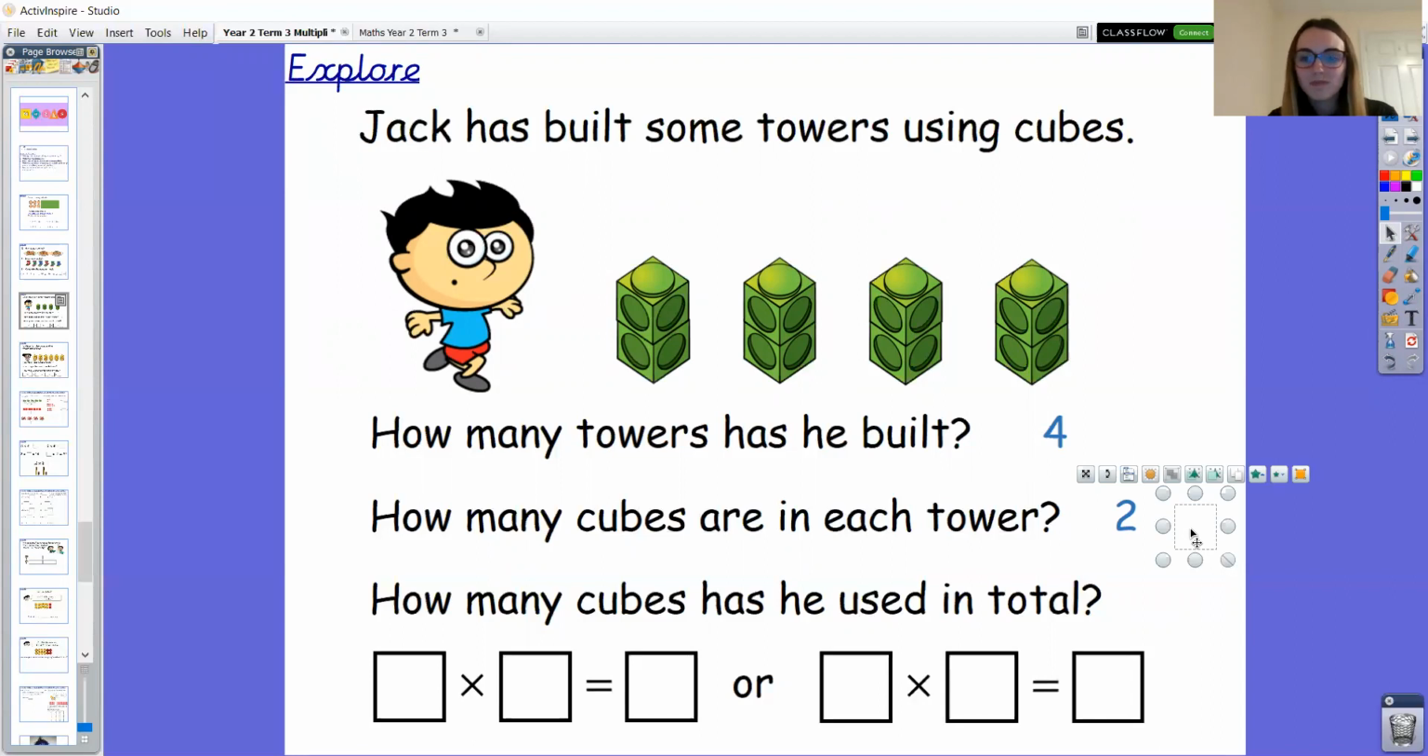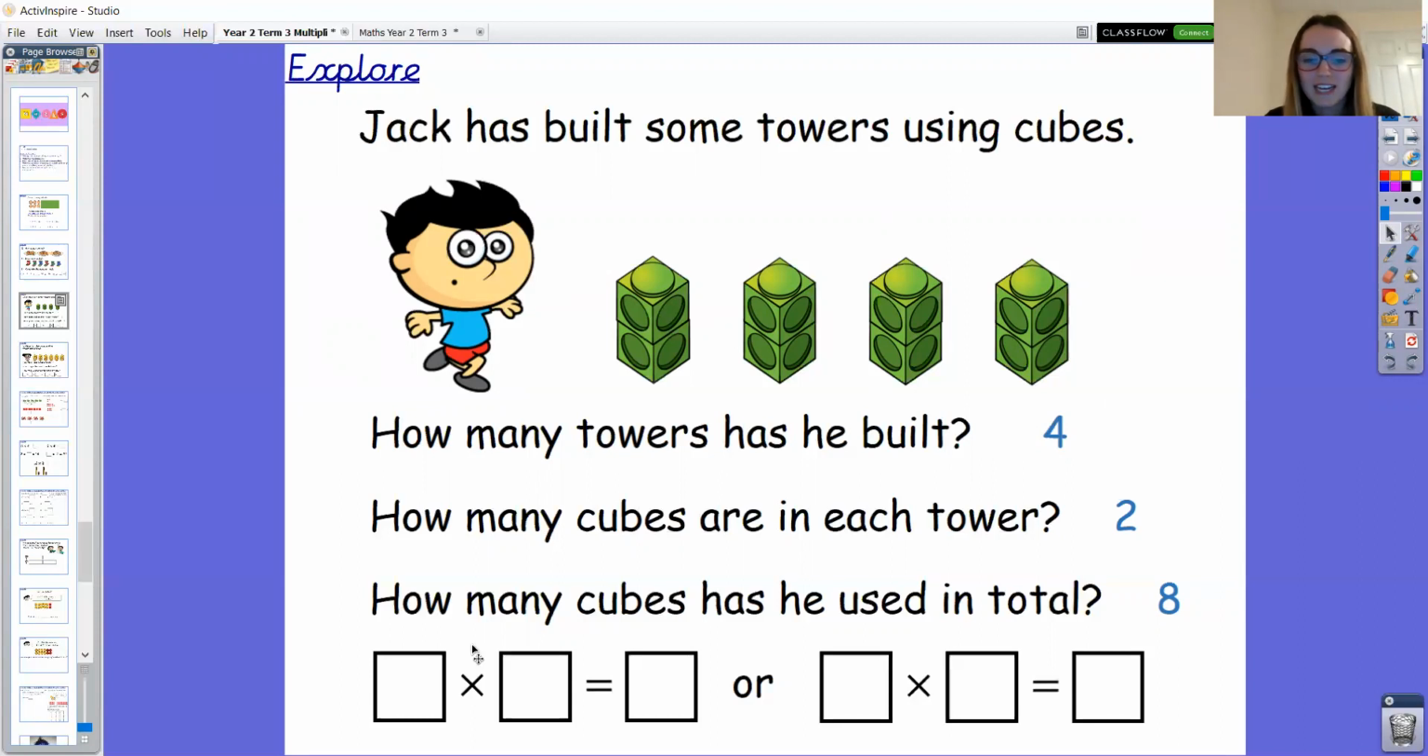Okay, so thinking about how many cubes that he has used in total, I know the product of 4 and 2 equals 8. There are 8 cubes all together. Brilliant. So bearing this in mind, Year 2, if you haven't already, please pause the video here and write the multiplication sentences.